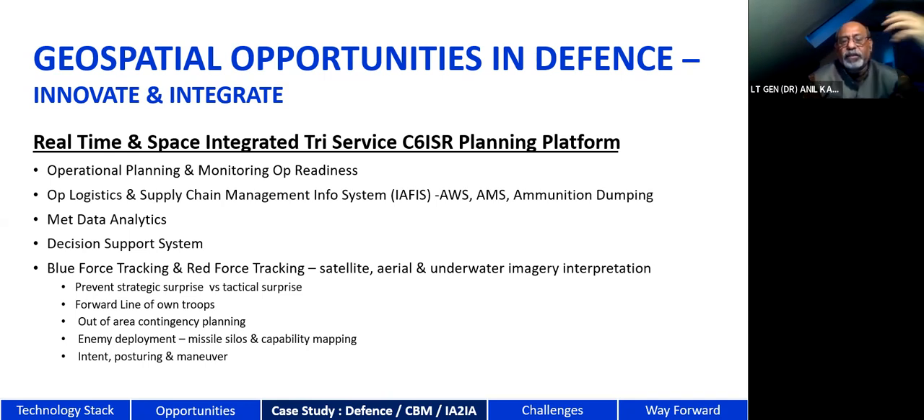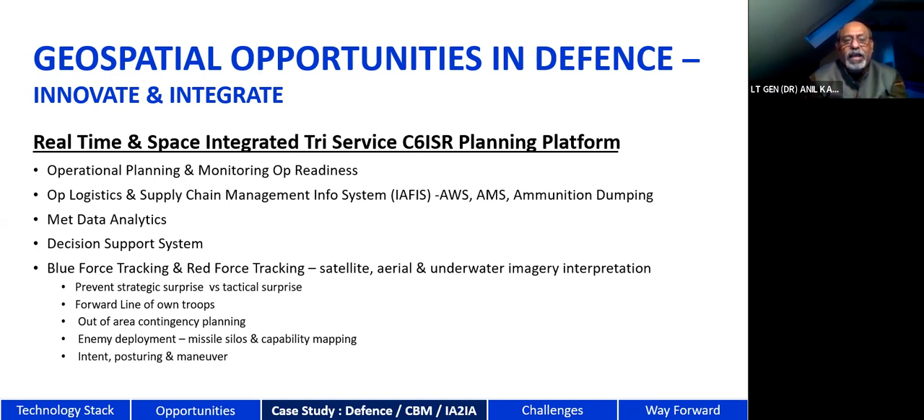You need to get your GIS information sorted, and you need to get your tracking information sorted to be able to do it. A very important peacetime activity is to identify the capability that is developing around your borders, beyond your borders. Where are the missile silos coming up? Where are the warehouses coming up? That is another important imagery interpretation exercise which needs to be done. And then, of course, all this helps you to identify the intent of the enemy, posture yourself accordingly, and maneuver yourself to victory. That is very important.